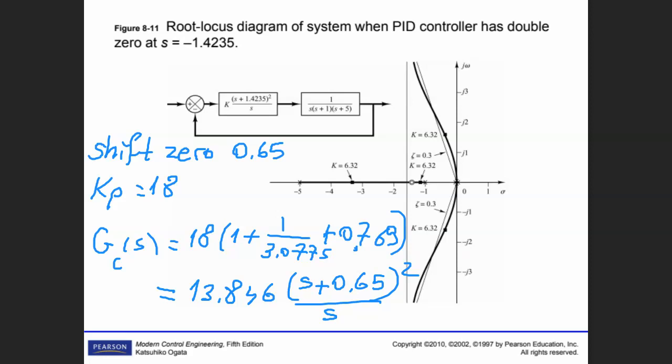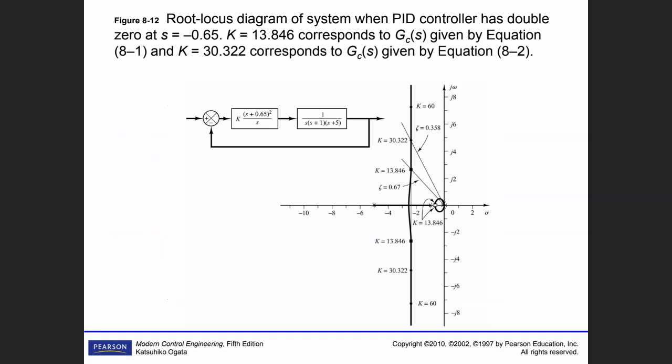When you write this one and solve it and draw the step curve, you are going to end up with this curve. This is your new root locus. Okay.